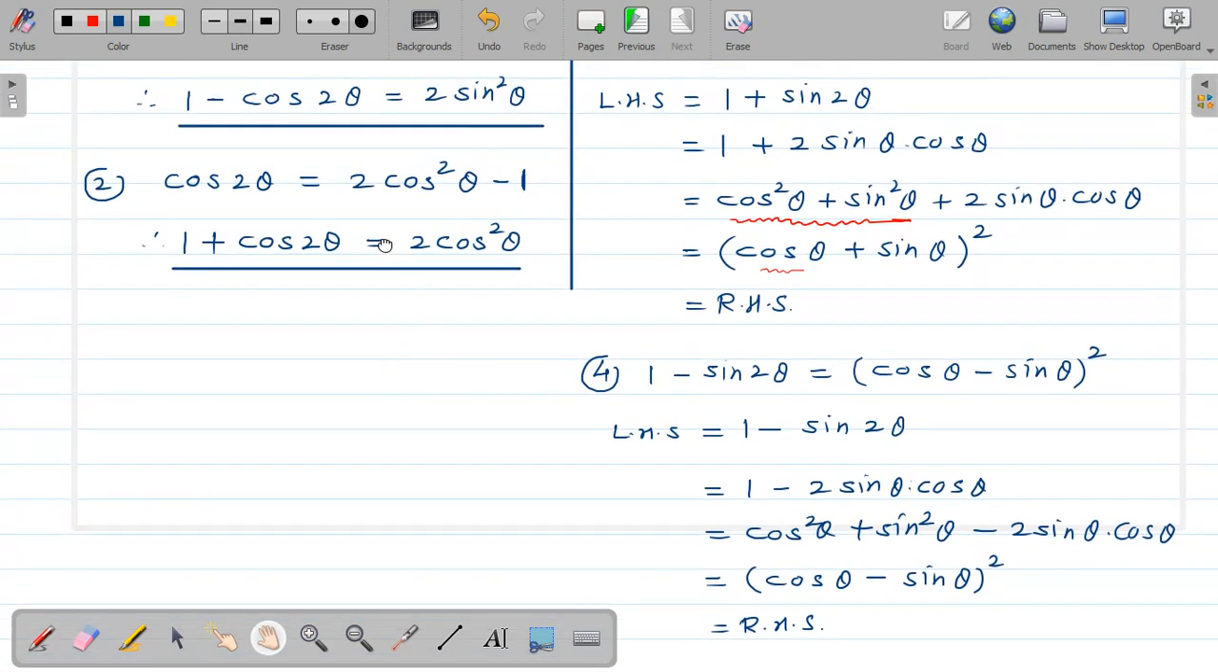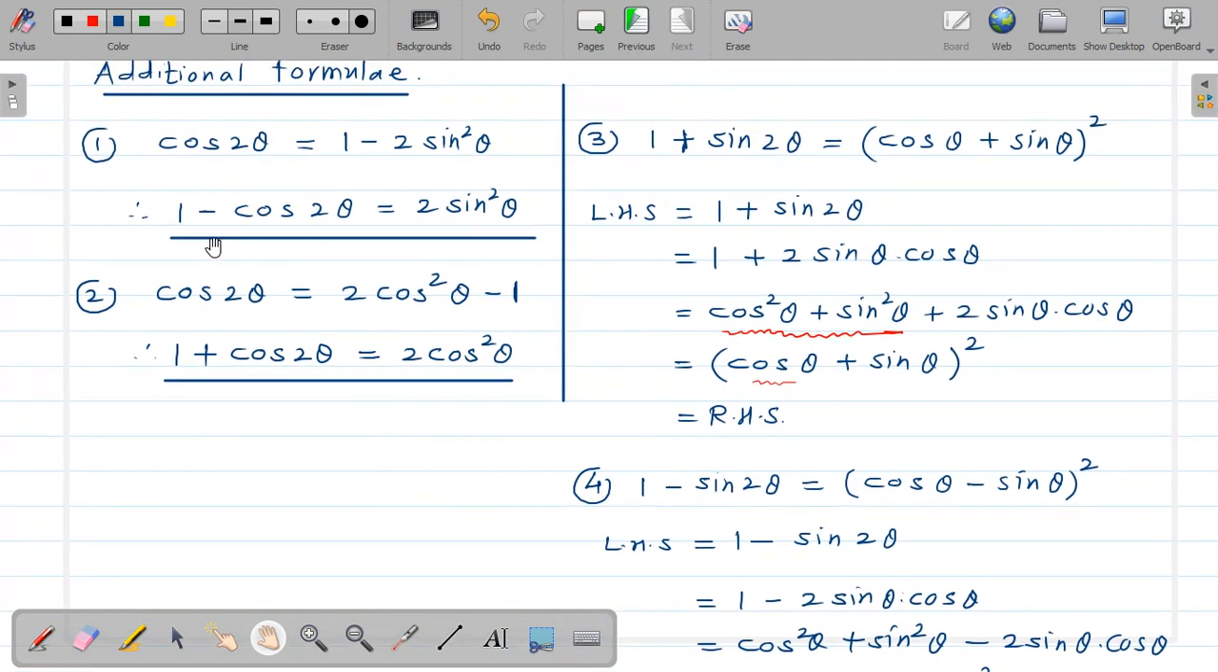So you have to remember all these additional 4 formulae: 1 minus cos 2 theta is equal to 2 sin square theta; 1 plus cos 2 theta is equal to 2 cos square theta; 1 plus sin 2 theta is equal to (cos theta plus sin theta) whole square; and 1 minus sin 2 theta is equal to (cos theta minus sin theta) whole square. Okay, so this is all about the double angle formulae in the concept of trigonometric functions of multiple angles. Okay, thank you.